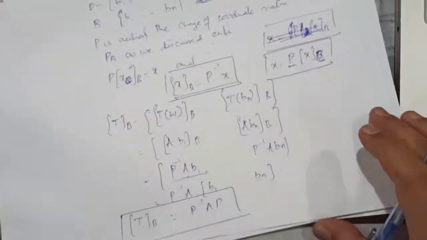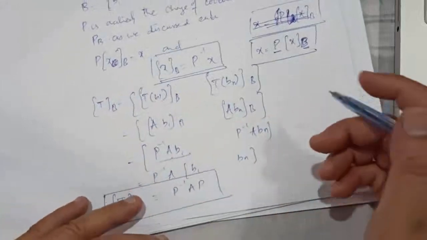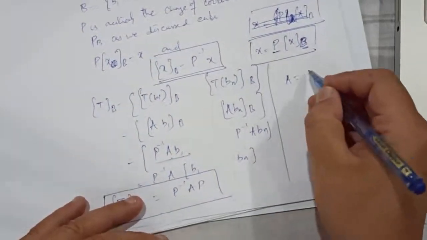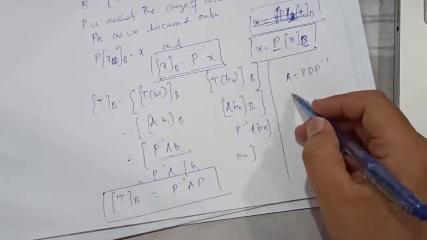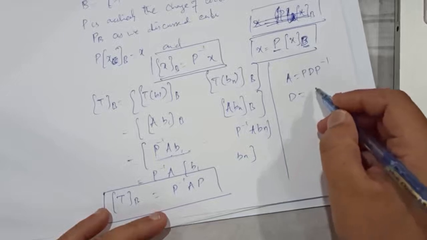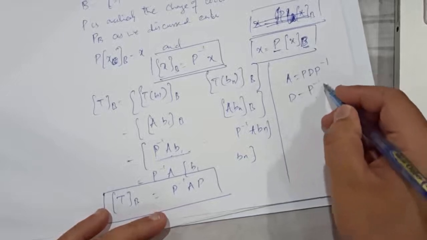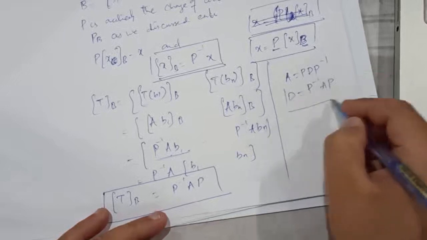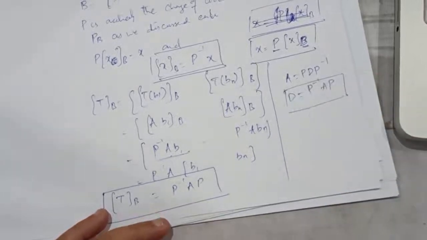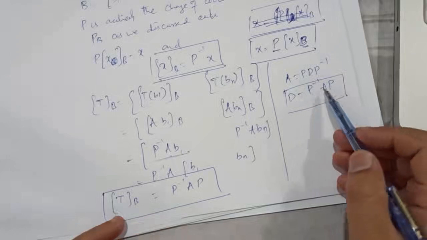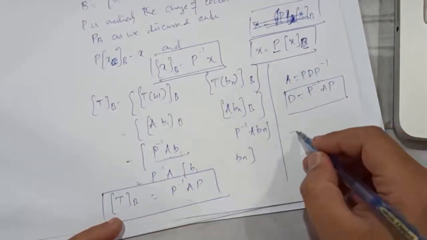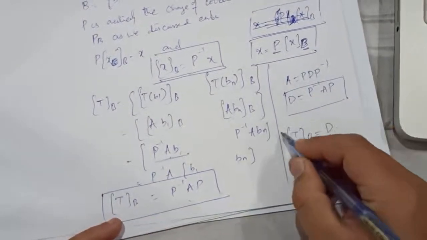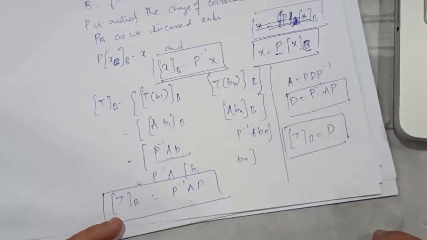Now, remember that A is equal to P D P inverse, right? And A is similar to D. Similarly, remember that D can be written as P inverse A times P, right? So if you look at those two here, we can easily see that your T of B is nothing but equal to D, right?